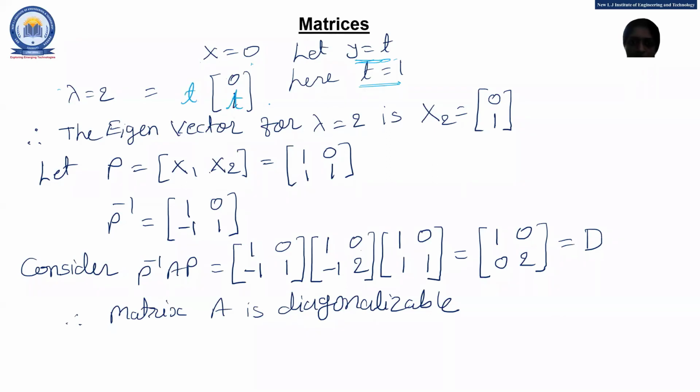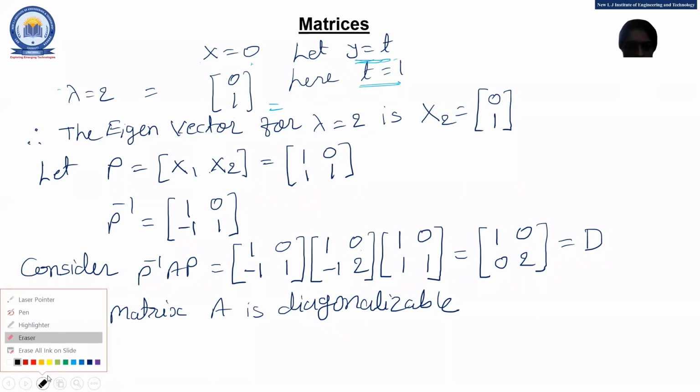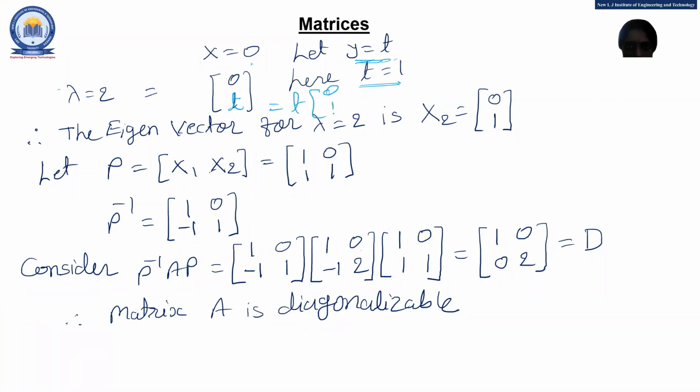Here y is my t, and if I take t common, then my other eigenvector is 0, 1. So my second eigenvector is 0, 1.